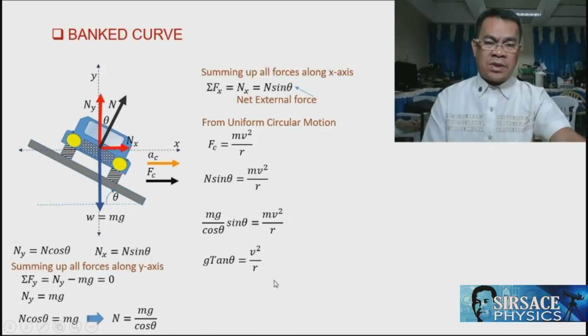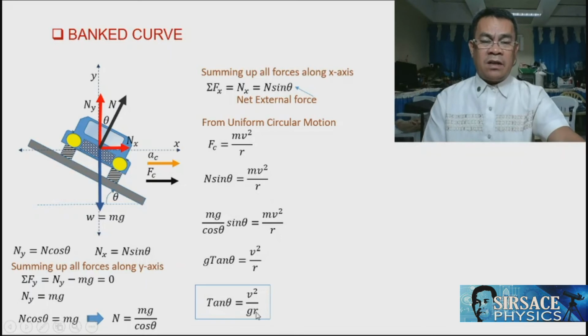So, if I divide both sides by g, we can say that the tangent of theta is equal to v squared over gr, where g is the Earth's gravitational acceleration, r is the radius of the circle. Which means that our bank angle, take note, in relation with the velocity and r, is directly proportional to the square. Meaning, the greater the velocity, the greater the angle requirement. And the greater the radius, the smaller the angle. So therefore, this is the relation of the bank curve road problem.